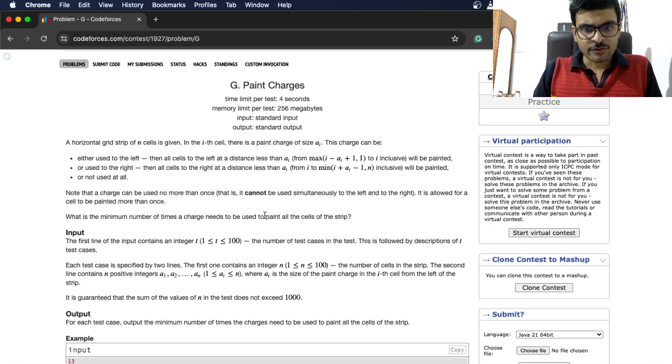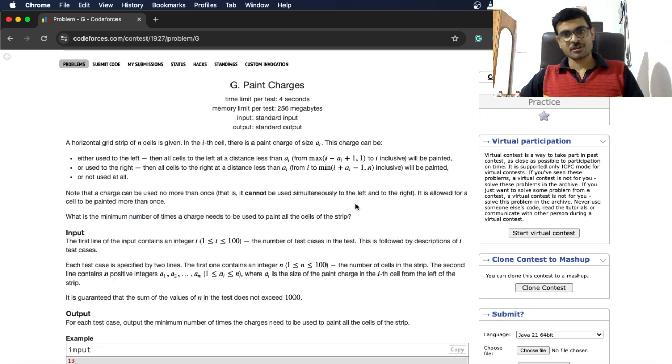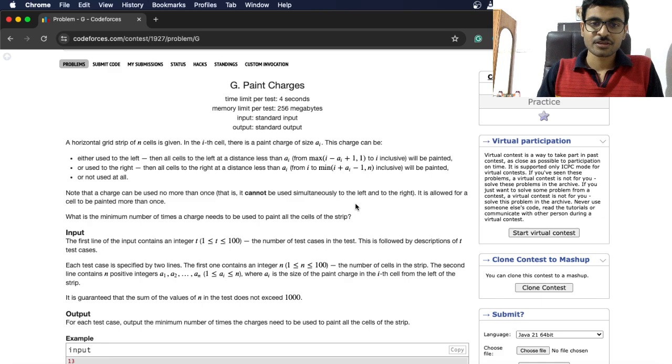And what do we have to do? We have to paint all the cells of the strip. Every cell has to be painted at least once by at least one element, including itself. There should be no cell which remains unpainted. Now we have to find the minimum number of times a charge needs to be used for all the cells to be painted.